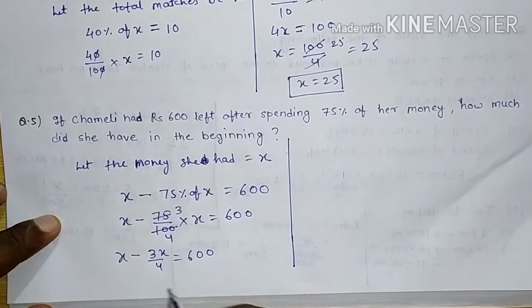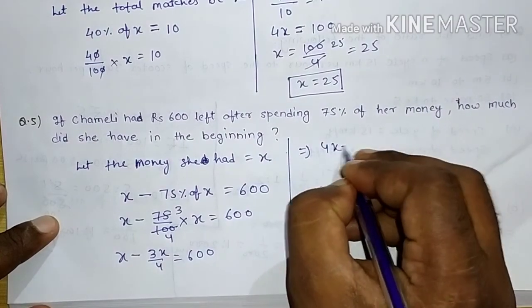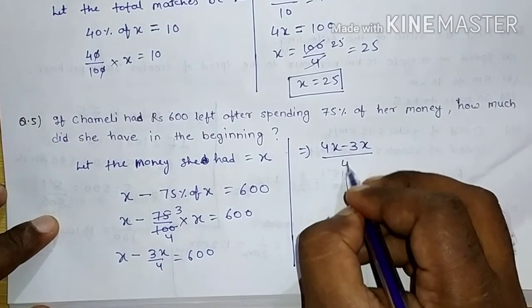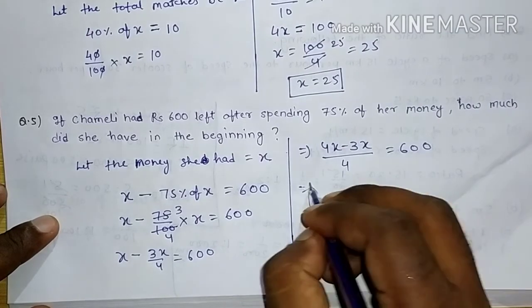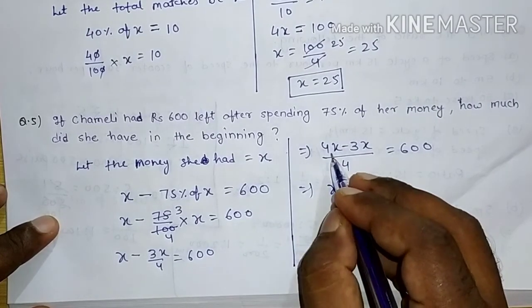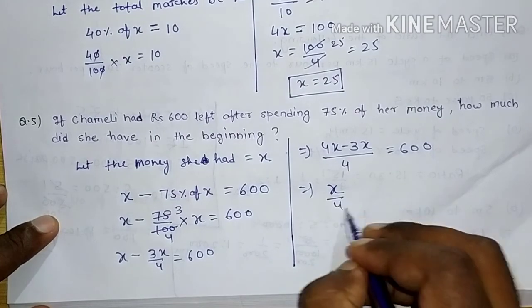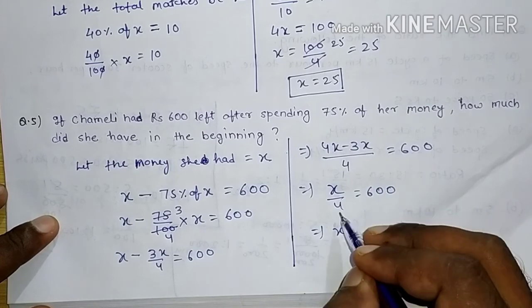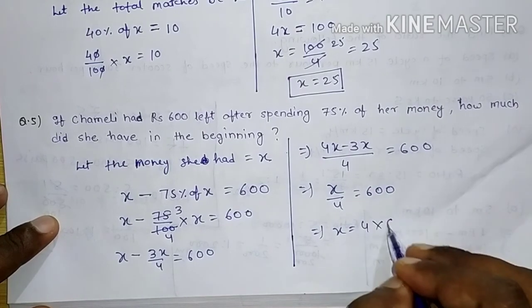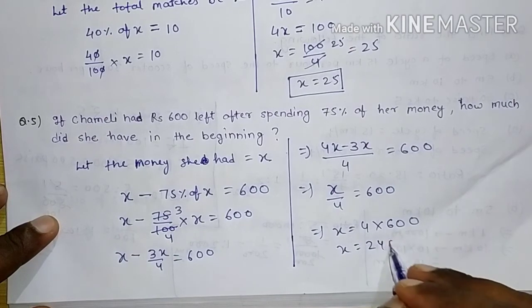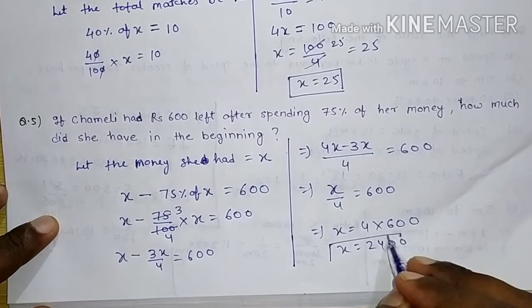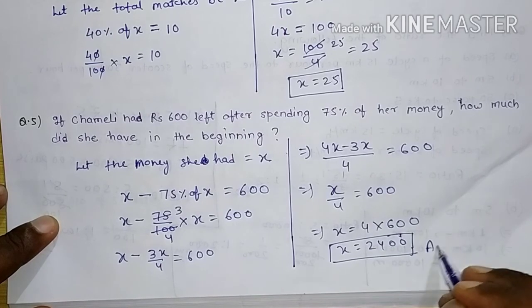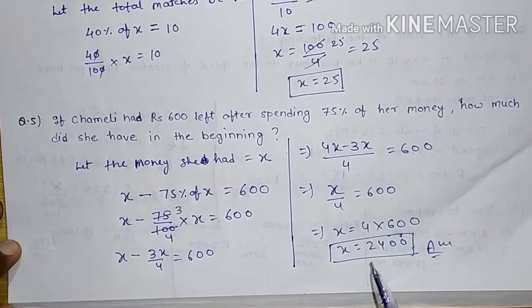So here just simplify this. This is 4x minus 3x divided by 4 equals to 600. Now this is x, 4x minus 3x, that is x, upon 4 equals to 600. Now x equals to, just do cross multiplication, so 4 into 600, so x equals to 2400. So the answer will be 2400, and the money Chameli had is 2400 rupees. Now this is the answer.